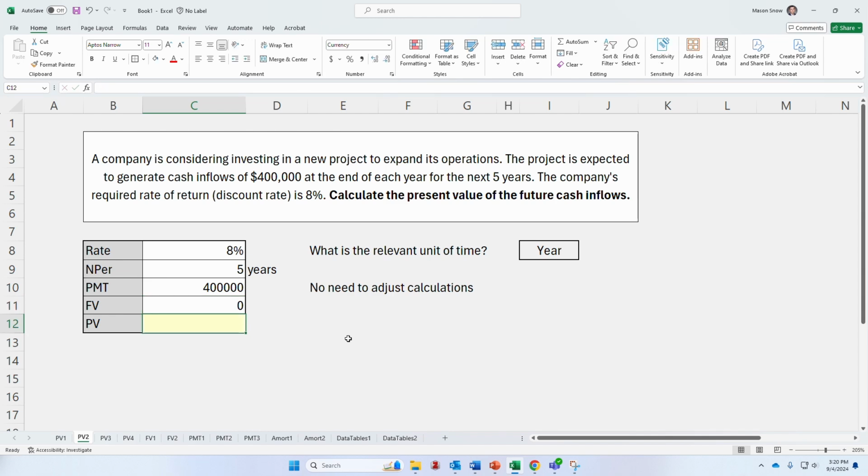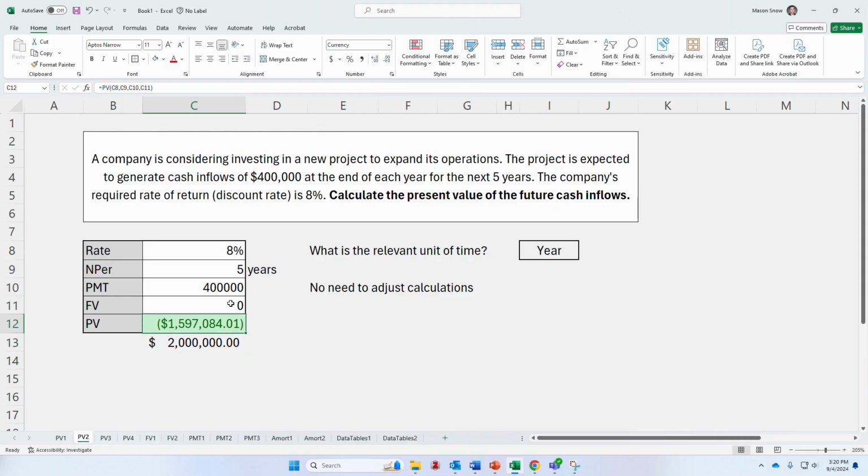Let's set up our present value formula then, equals PV. We've got our rate, number of periods, payment, future value. We've got roughly $1.6 million. Notice, this is smaller than just adding up $400,000 5 times. Let's show that. That would have been $2 million. But remember, the further into the future that we receive these cash flows, the less they are worth. So collectively, as discounted to the present, they really only amount to $1.6 million.